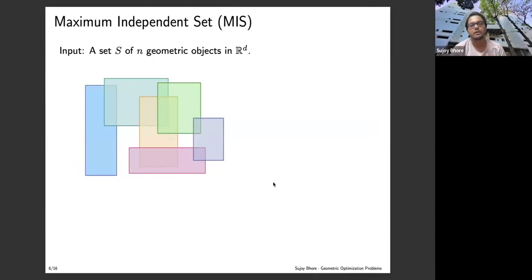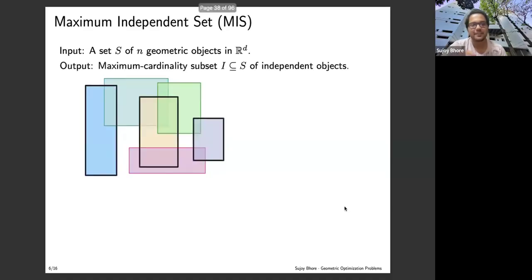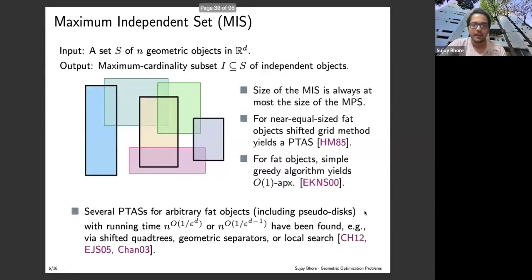Okay. So in the maximum independent set problem, we have a set of n geometric objects in d-dimensional space again. Like here, we have a set of rectangles, and you will see why the example is chosen for rectangles now. The goal is to choose a maximum cardinality subset of independent objects.